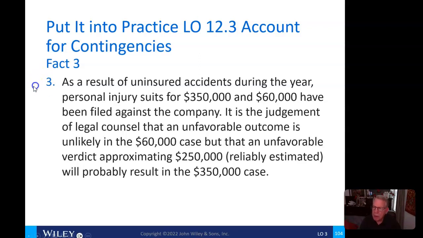Number 3, as a result of uninsured accidents during the year, personal injury suits for $350,000 and $60,000 have been filed against the company. It is the judgment of legal counsel that an unfavorable outcome is unlikely in the $60,000 case, but that an unfavorable verdict approximating $250,000, which can be reasonably estimated, will probably result in the $350,000 case.